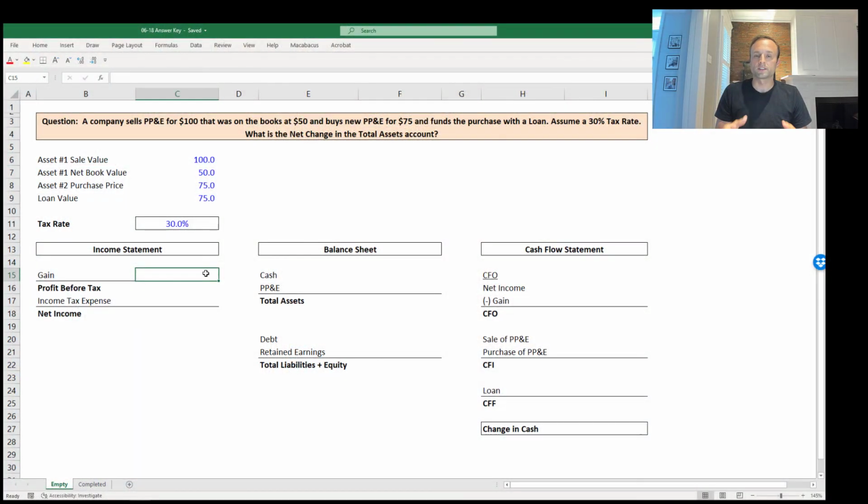All right, let's walk through this step by step. And to solve this problem, we're going to use the four-step framework that we covered in our prior videos, which I have links to up above here. So jumping right in here, for step one, we're going to work through the income statement impacts.